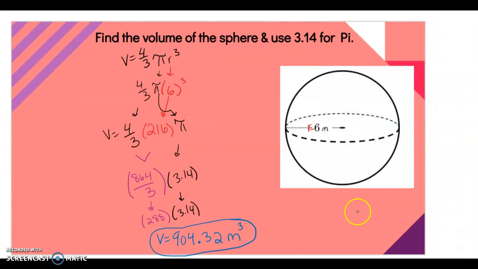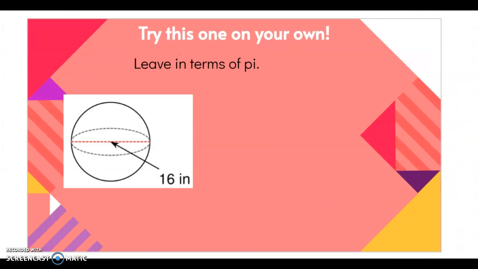Alright, let's try another one here. Alright, so let's read our direction. Leave in terms of pi. So I'm going to leave it in terms of pi, meaning I'm not going to multiply my final answer by pi. Just leave it as is. So I know that if you see a line all the way across, that means it's the diameter. So my diameter is 16. I know that my radius is half of my diameter. So 16 divided by 2 is going to give me 8, meaning my radius is 8. I'm going to move the pi early to the back so I don't forget that I don't need to deal with it.